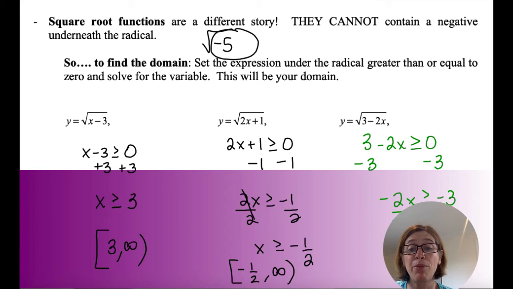So we have to flip around our domain. Remember, we always read left to right. So that means I want from -infinity all the way until I get to 3/2. So -infinity, comma, 3/2. Hard bracket, and the parentheses on the left of infinity. All right, so that's square root functions. It can be tricky, for sure.